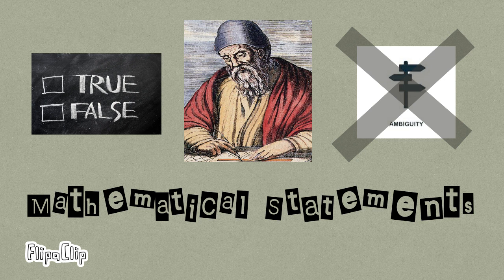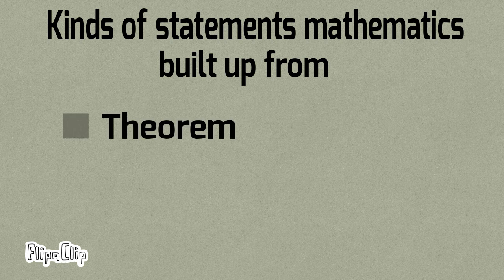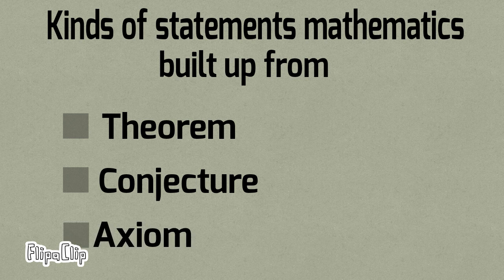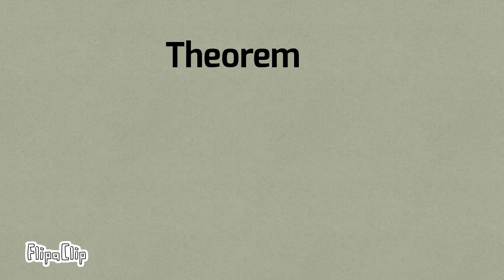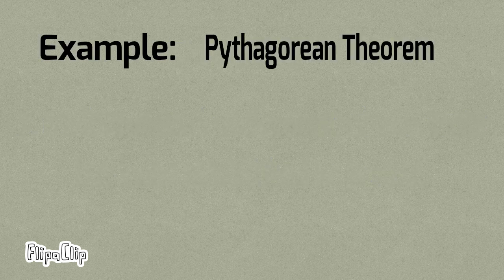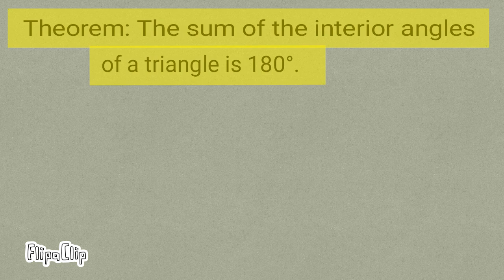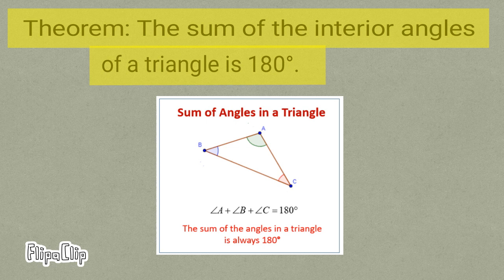Now we will understand how to distinguish between three different kinds of statements mathematics is built up from, such as theorem, conjecture, axiom. Let's understand what is theorem. A theorem is a mathematical statement whose truth has been established. For example, the most common and known Pythagorean theorem. The mathematical statement of this theorem is a square plus b square equals c square, which is proved. Let me state another theorem. The sum of interior angles of a triangle is 180 degrees, which can also be proved.